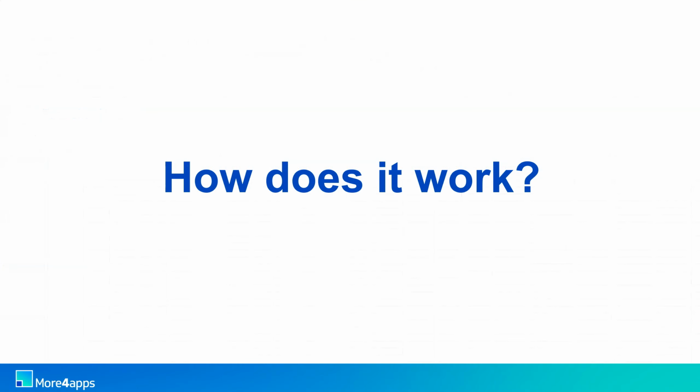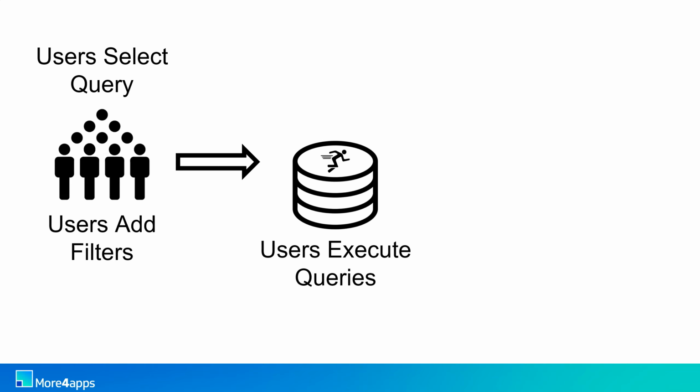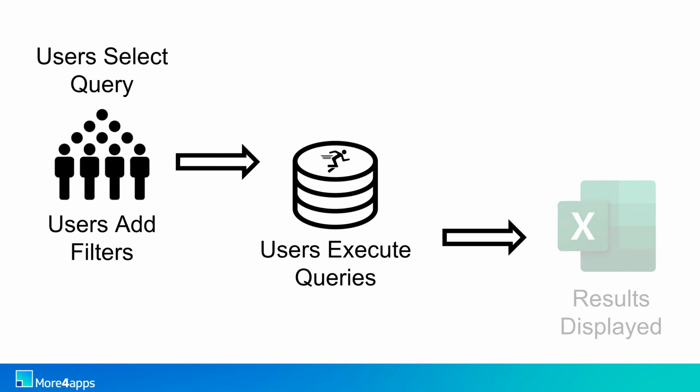So how does it work? Your user selects a query that they wish to use. They add any filters. That's either via the form or just putting the data into the worksheet with the associated column. And then they just execute. Once the query is completed, it will then output the data into the wizard or loader.